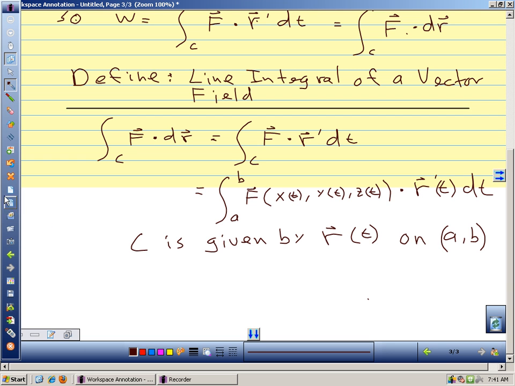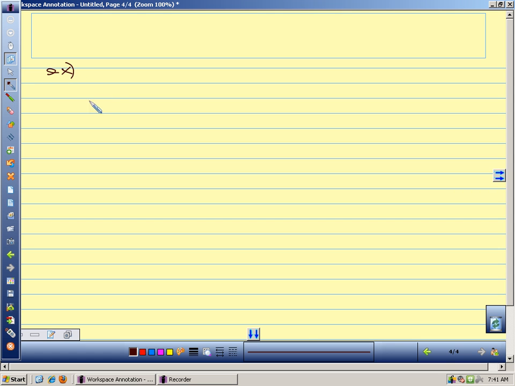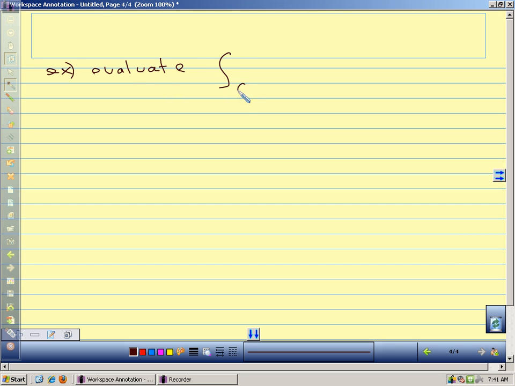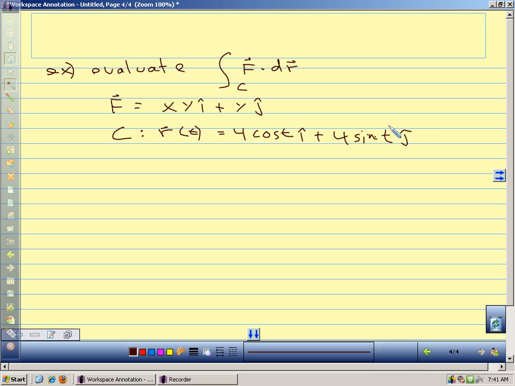All right, so let's look at a couple of examples of evaluating these. We want to evaluate the integral on our curve of F dot dr, where F is our vector field, xy i plus y j, and our curve is given by our parametric functions, r of t equals 4 cosine t i plus 4 sine t j, from 0 less than or equal to t less than or equal to pi over 2.